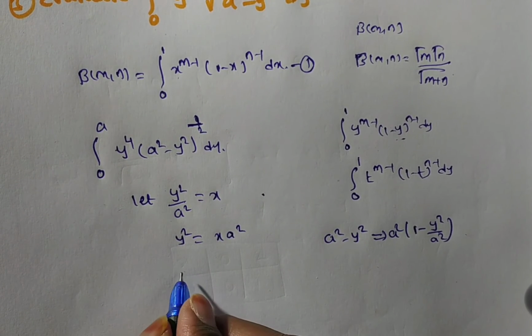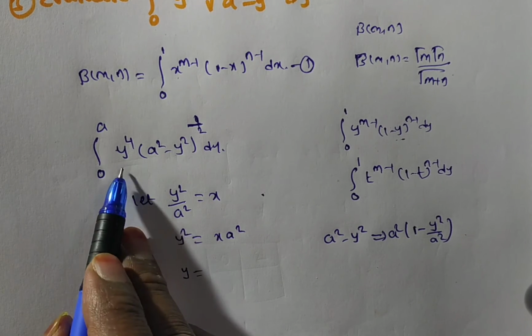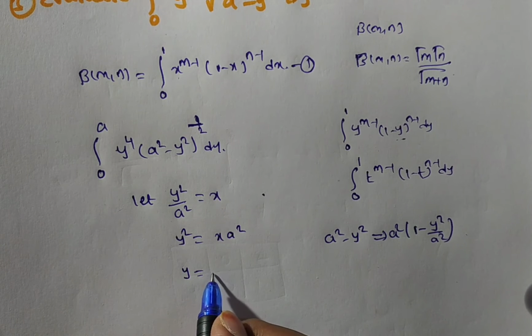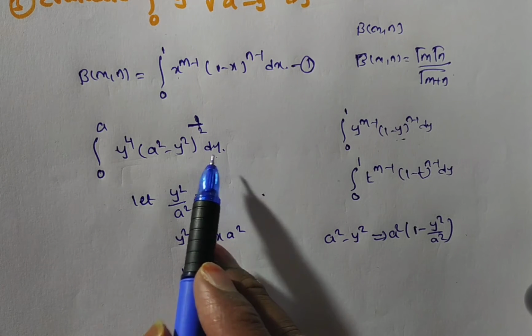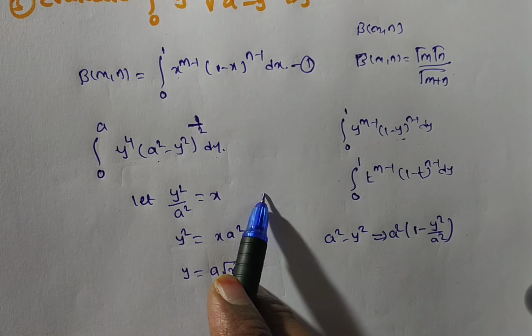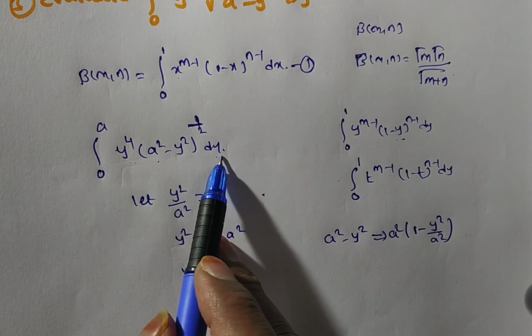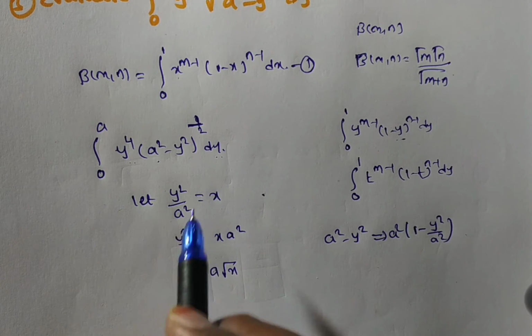Now from this you can write y also. Y is equal to a into root x. Here we have y power 4, so no need to write y, but anyway, if you write it, this is a root x. And dy also we require. We are converting this problem into terms of x. So in this case we have to change all the y values, the dy values, and the limits into the limits of x and dx also.